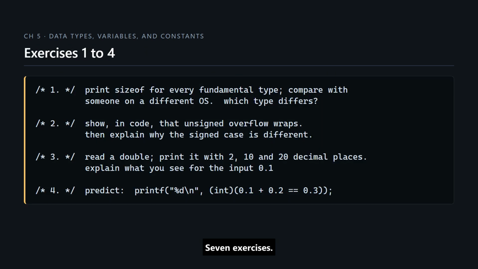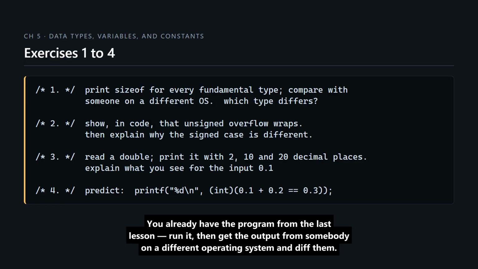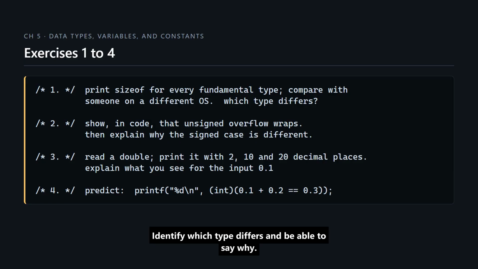7 exercises. 1. You already have the program from the last lesson. Run it, then get the output from somebody on a different operating system and diff them. Identify which type differs and be able to say why.